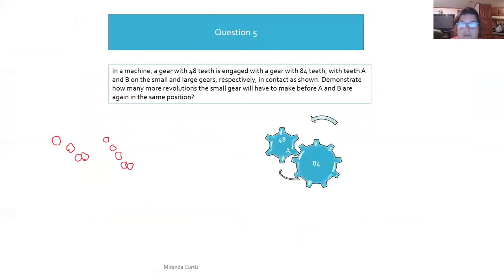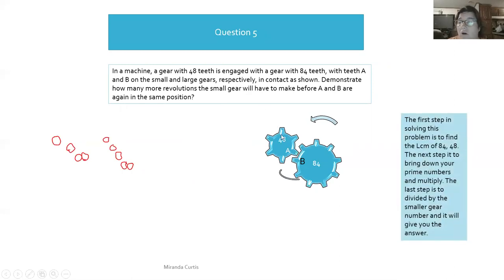Okay, aren't those cool? Okay. It says, in a machine a gear with 48 teeth is engaged with a gear with 84 teeth and with teeth A and B on the same large gears, respectively, as shown. Demonstrate how many more revolutions, that means it goes around, I'm trying to show you, it goes around, okay? The small gear will have to make before A and B are again in the same position, okay?